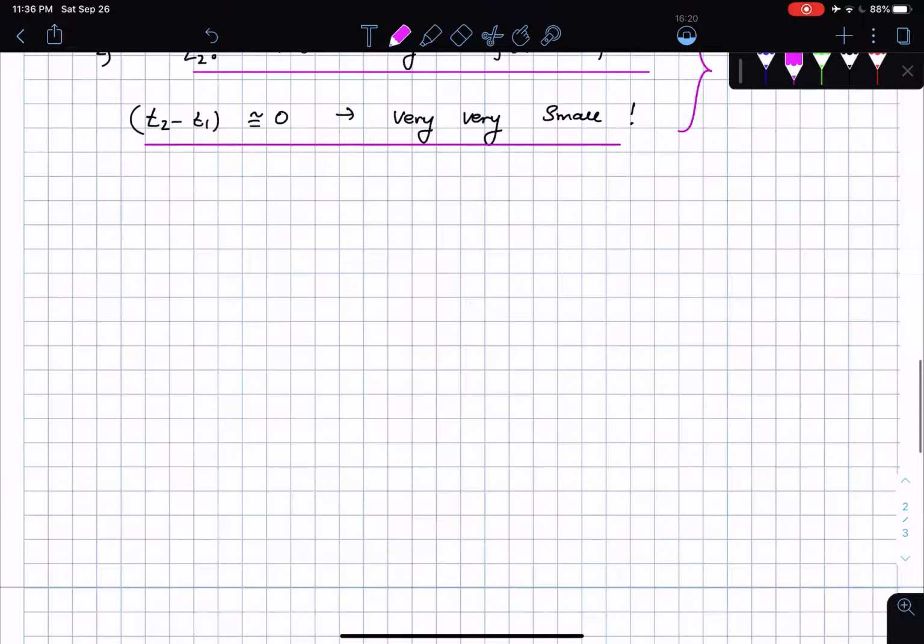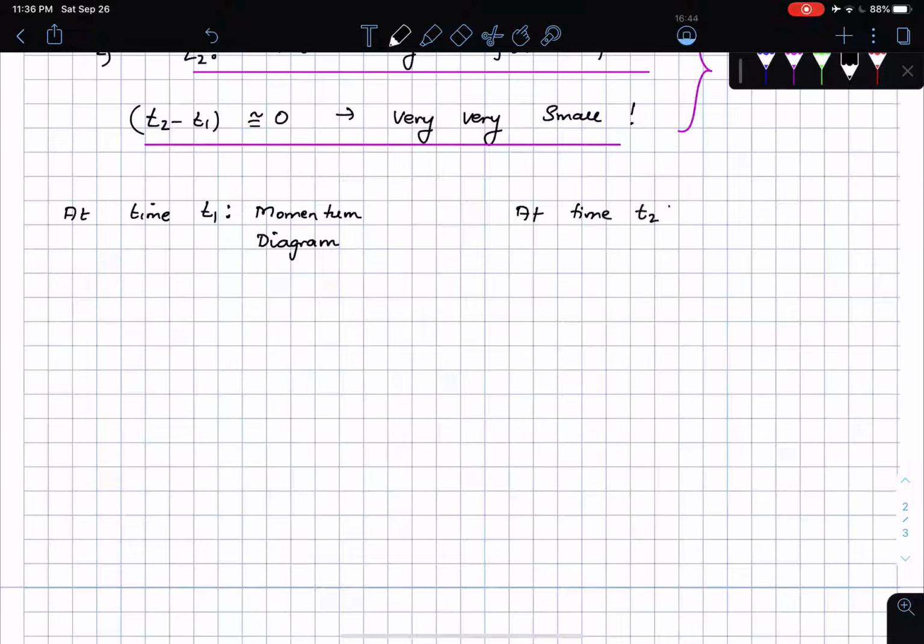So here are the two things. At time t1, I'm going to draw the momentum diagram. Then I'm also going to do that at time t2 and write it down. I'm going to draw the momentum diagram. Let's underline these two: at time t1, then at time t2. So what is the situation at time t1 and at time t2?